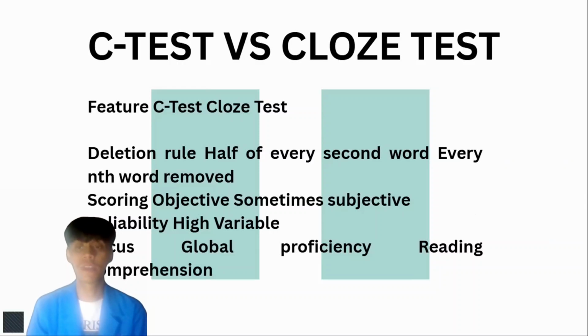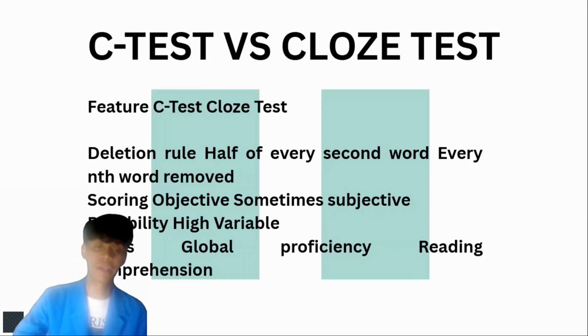C-test versus cloze test. The C-test improves the weakness of the cloze test by using a consistent deletion rule and clear scoring, reducing the chance of multiple correct answers.